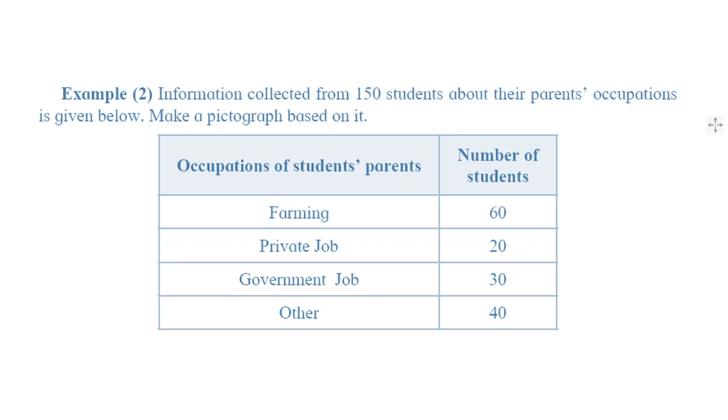Make a pictograph based on it. Now this is for you to do. The occupations of students' parents are given. Some are doing farming, some are doing private jobs, some are doing government jobs, and some are doing some other job.